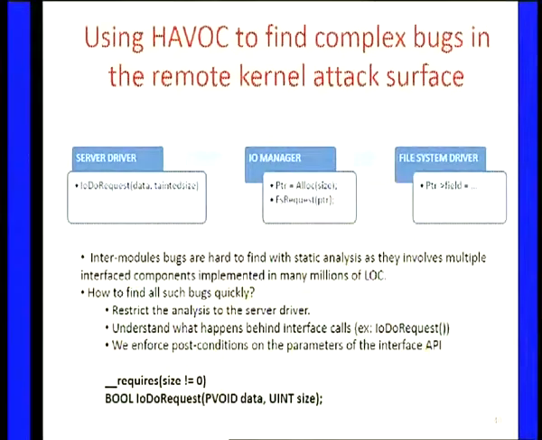Sometimes you make a request from the server driver to the IO manager using an API called IoDoRequest with a tainted size, so the size is potentially 0. Then you pass the 0 value to the IO manager, it performs a zero allocation, and then the pointer is passed to another driver. Each of those drivers is potentially 1 million lines of code, so you don't want to analyze all of that.